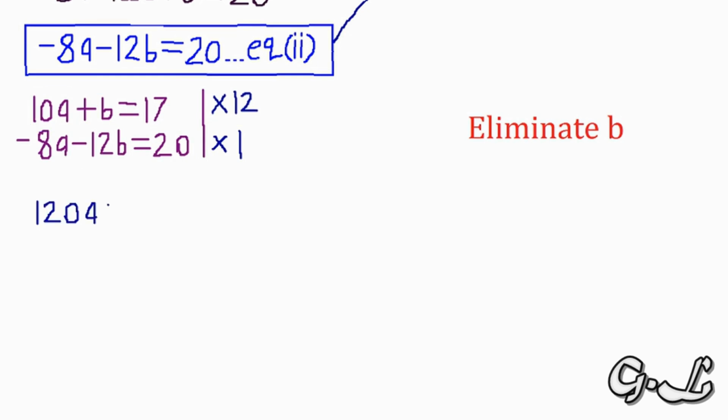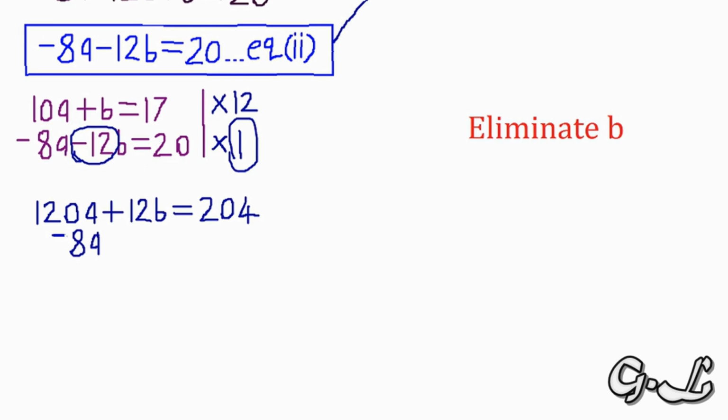Again, we're going to say b times 12, it will give you 12b, and that is equal to 17 times 12, which gives the value 204. Again, when you say negative 8a times 1, it will give you negative 8a, and then negative 12b times 1 gives negative 12b, is equal to 20 times 1, which gives the value 20.